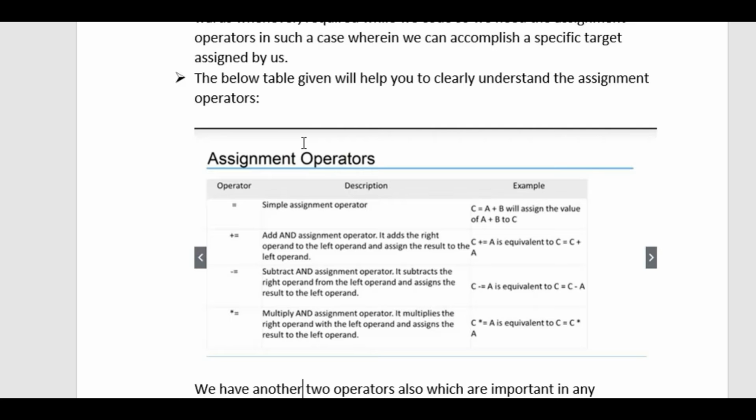Multiply and assignment operator. It multiplies the right operand with the left operand and assigns the result to the left operand. So we have three arithmetic operations here continuously: plus, minus and into. So C asterisk equals to A is equivalent to C equals to C into A. Instead of writing it in a complex way, we are representing it in a simple way.